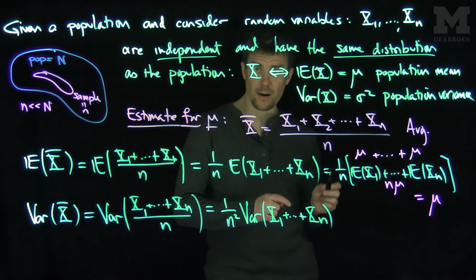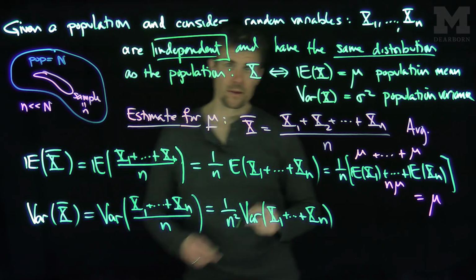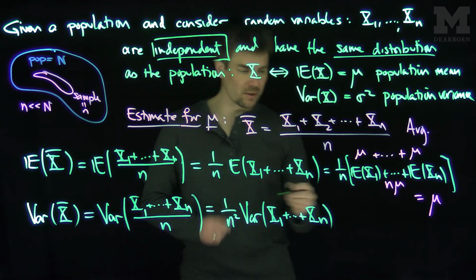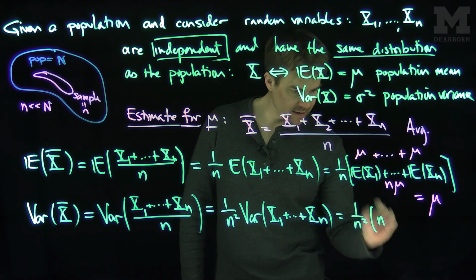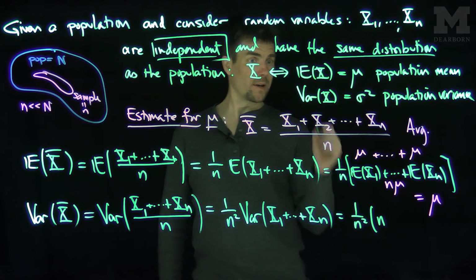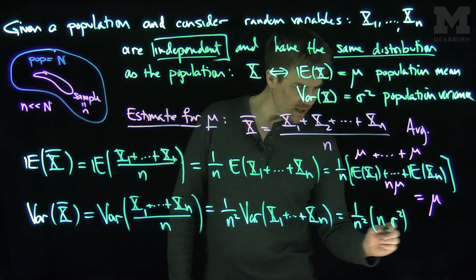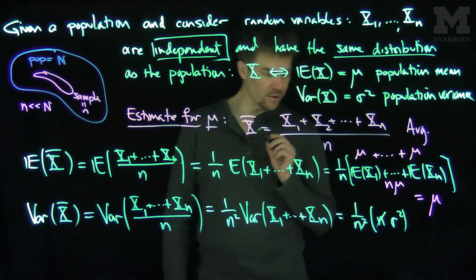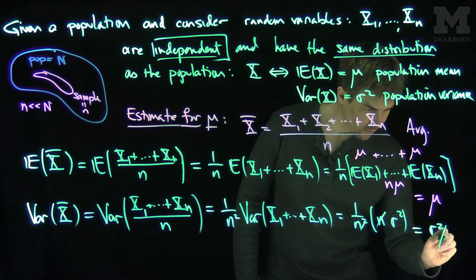Now the variance of a sum is the sum of the variances provided that the random variables are independent. So by the same reasoning, it's going to be 1 over n squared, and I'm going to have n copies of what? The variance of any one of them is sigma squared. So the variance of this x bar is equal to, one of the n's is going to cancel out, and you're just going to have 1 over n sigma squared. So this is going to be sigma squared over n.